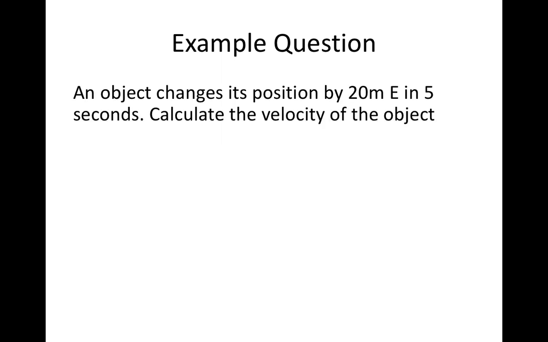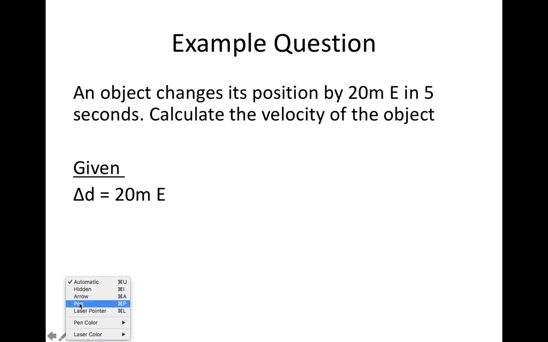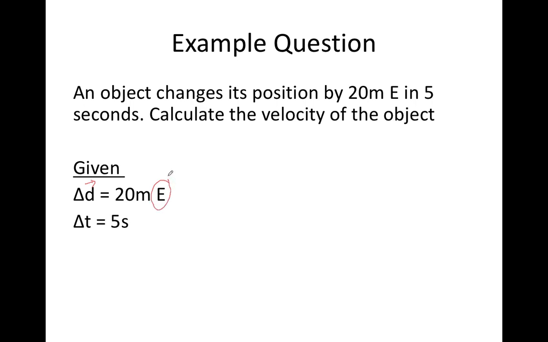Here's another example question where we're calculating velocity instead of speed. An object changes its position by 20 meters east in 5 seconds. Calculate the velocity of the object. So we write down the given information. This time instead of d, we write delta d. And we should put an arrow above it to indicate that it is displacement, a vector. Notice that it has a direction associated with it. And then time equals 5 seconds.